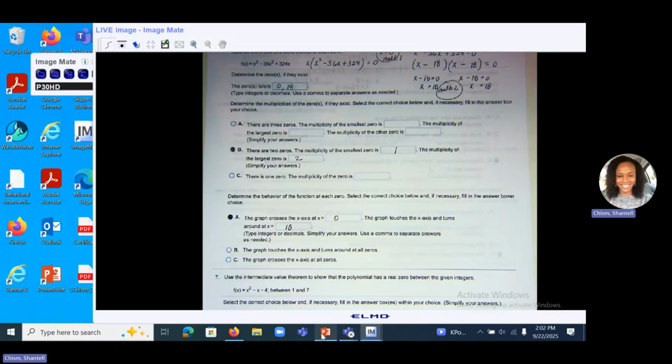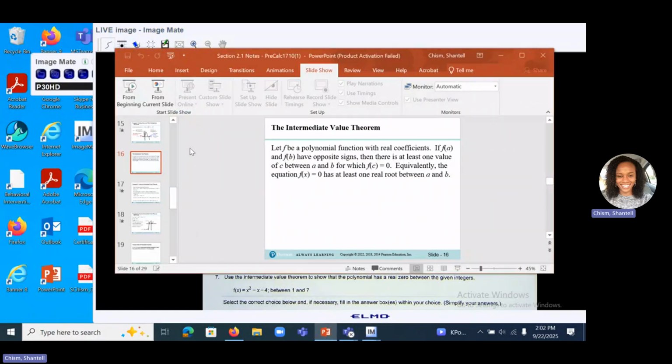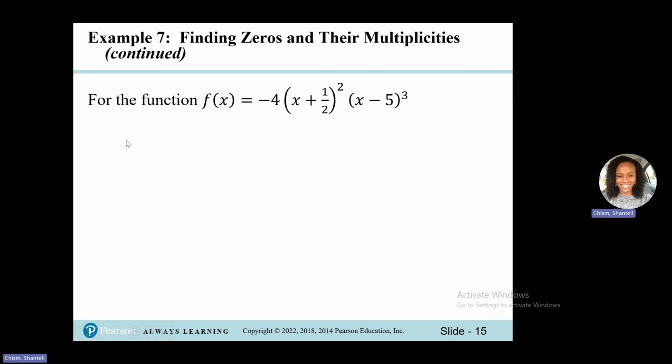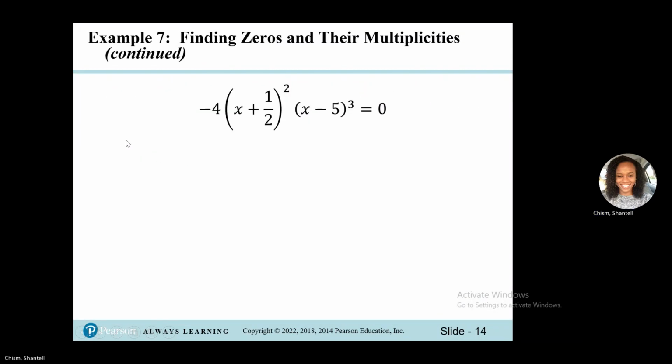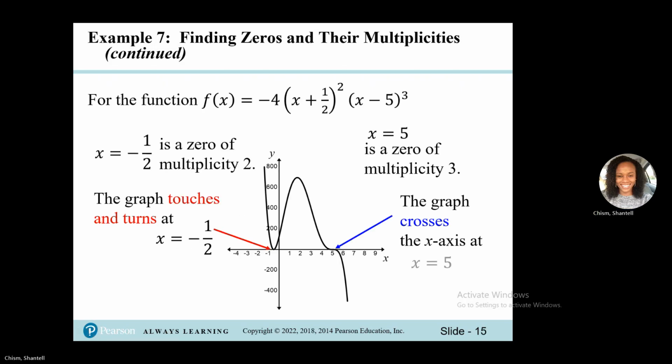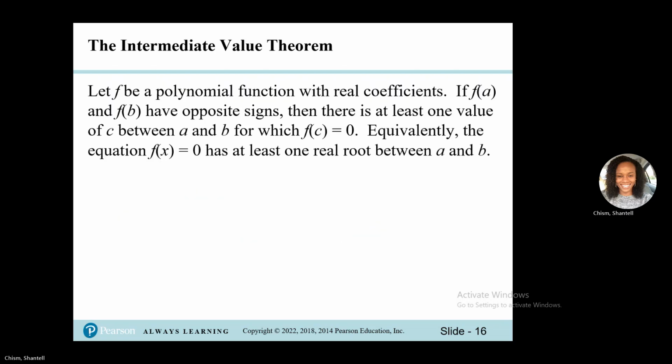All right, let's go back to our PowerPoint, our notes. The next topic is the intermediate value theorem. Okay. So the intermediate value theorem won't tell you exactly what your 0 is, but it can help you figure out where one or where they may be located.